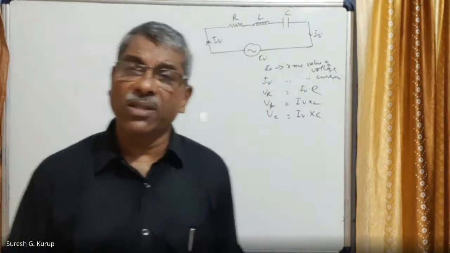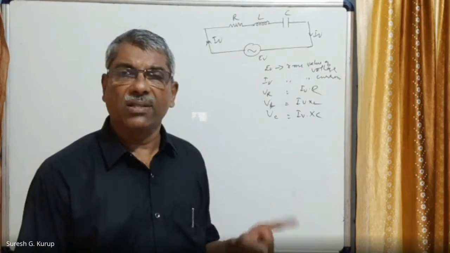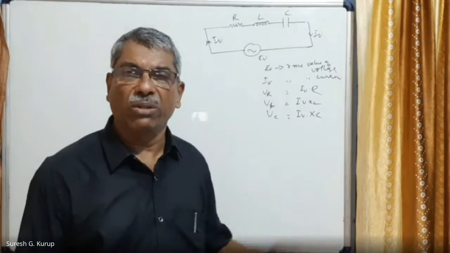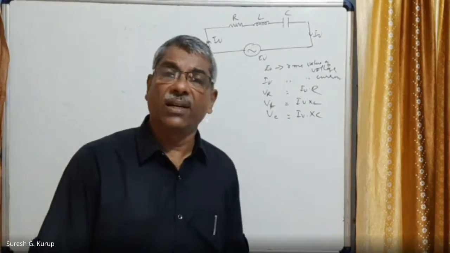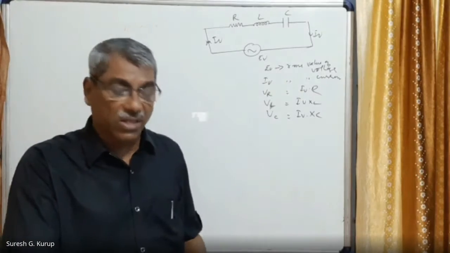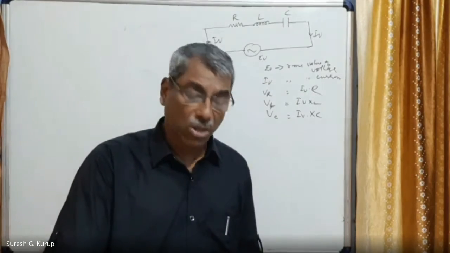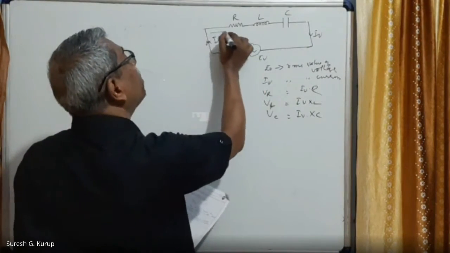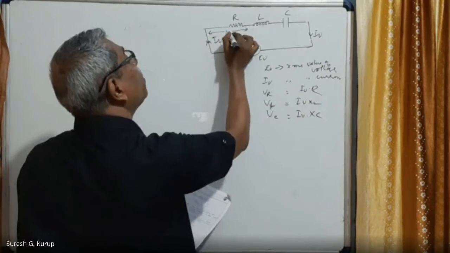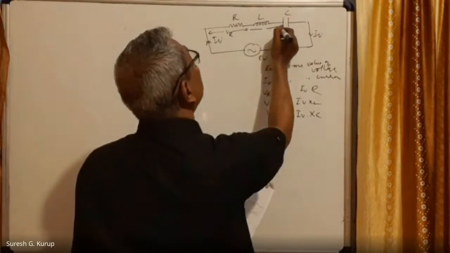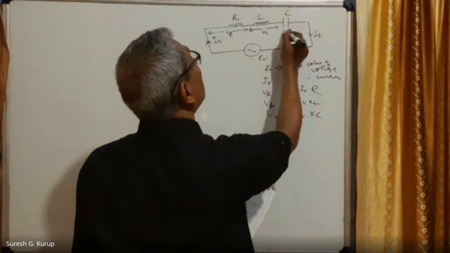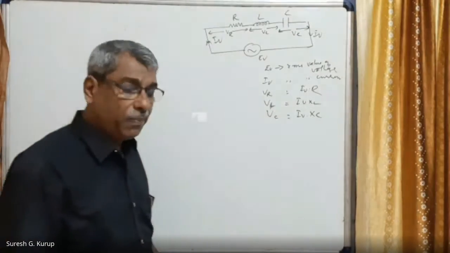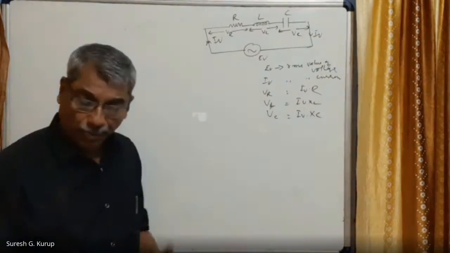In LCR series circuit, an inductor, a resistance, and a capacitor all are connected in series, as shown in the figure, where L is the self-inductance of the coil, R is the resistance of the coil, and C is the capacitance. It is supplied with an AC EMF E_v, and the potential difference across R is equal to V_R, across L is equal to V_L, and across the capacitor is equal to V_C.